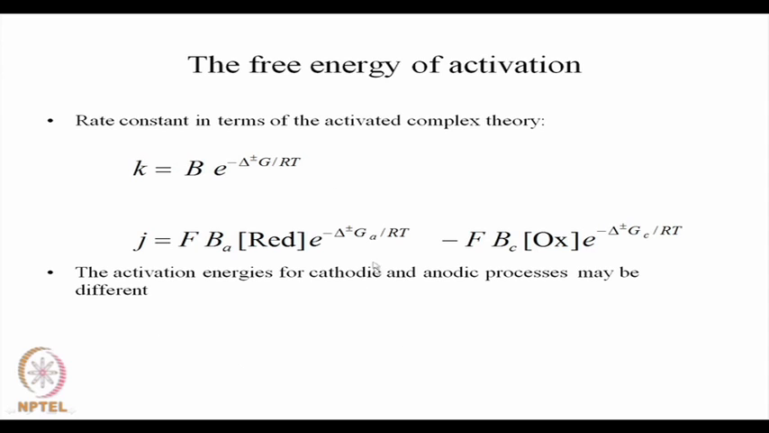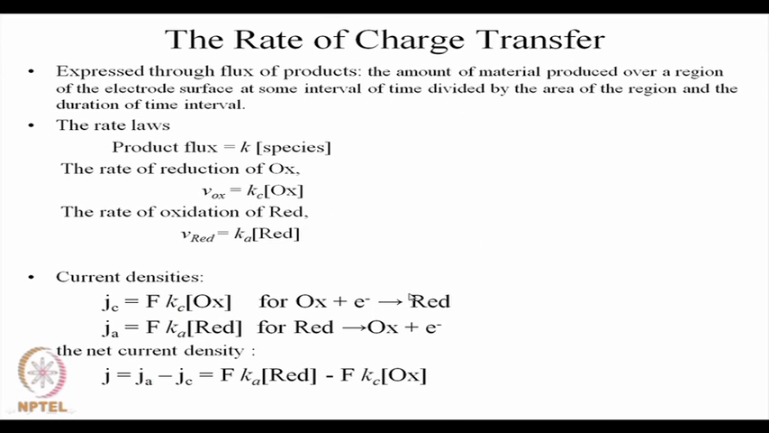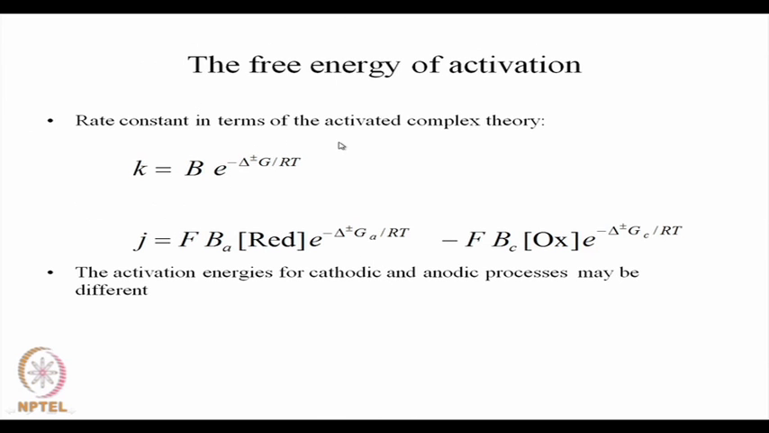The activation energy is for the cathodic and anodic process. This is for the anodic process, this is for the cathodic process. So, activation energies may be different, that may not be same. Okay. So, rate of charge transfer can be expressed in this way. Of course, in terms of free energy of activation, we can write this way.